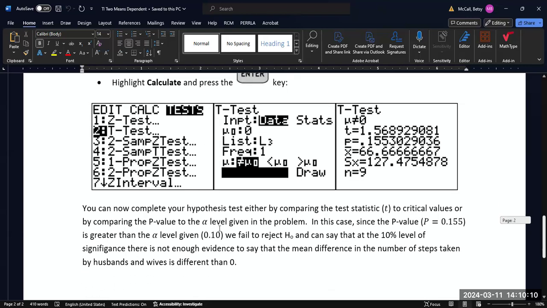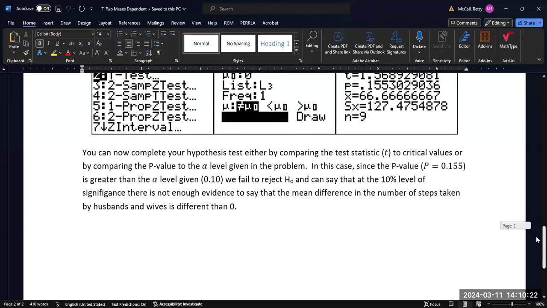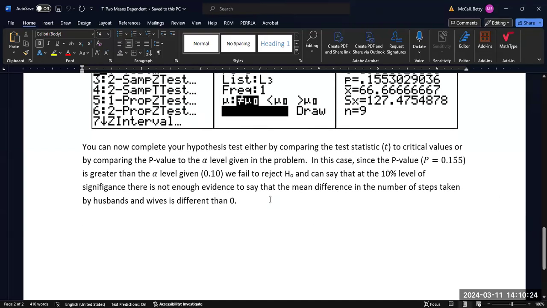Now, if we're using alpha of 0.1, this p-value is higher than that, and therefore we are unable to reject the null hypothesis. And that suggests that there is no difference. There's not enough evidence to support a claim that there is a difference between the number of steps taken by husbands and wives.